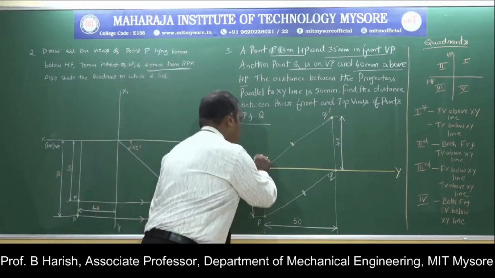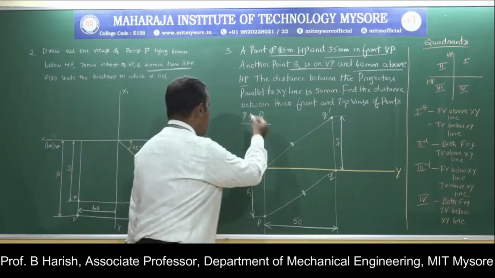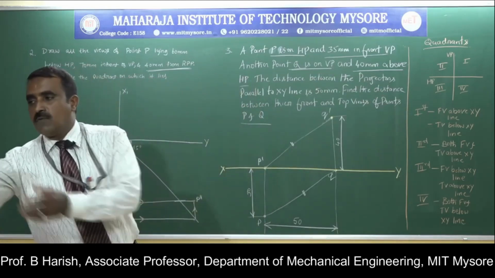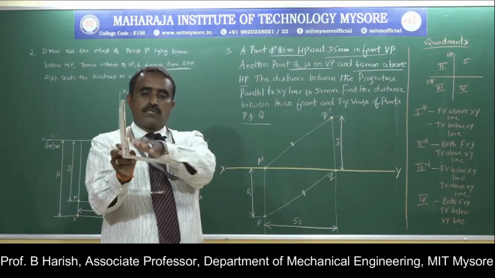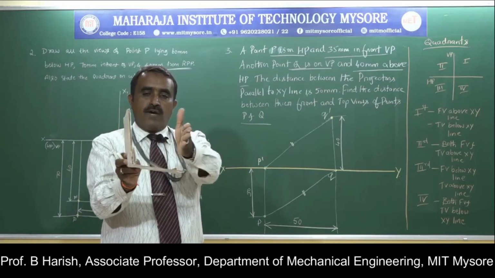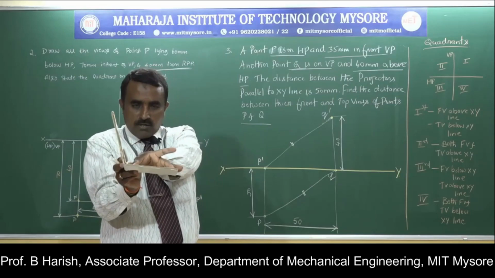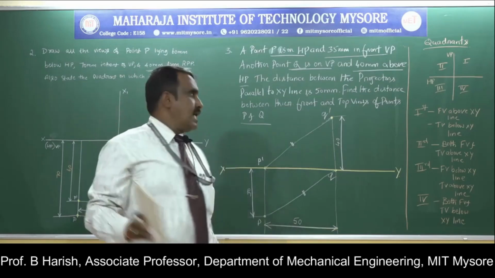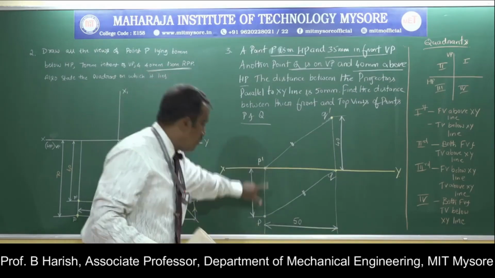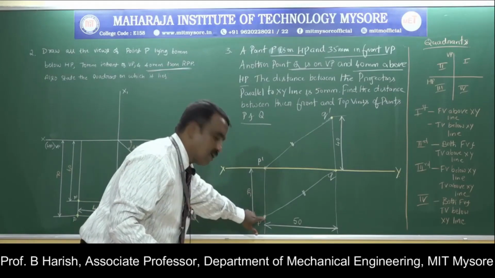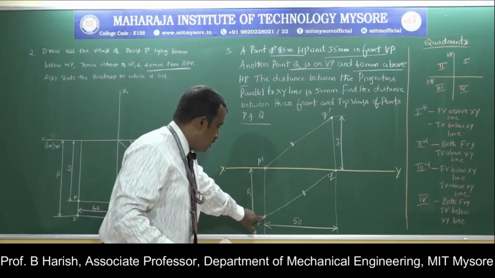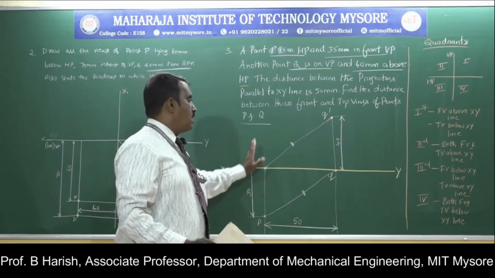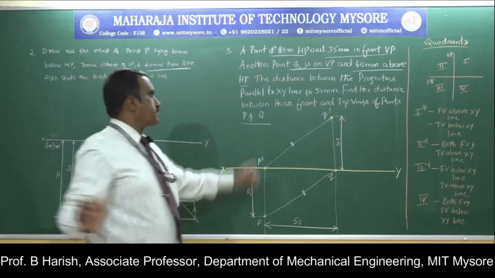So here is this point P dash on the XY line, then 35 mm in front of VP. In front of VP means always it will be like this. So this is the horizontal plane, this is the vertical plane, 35 mm in front. If you rotate it, it will always be below your XY line. So from P dash, the front view, you measure a distance of 35 mm and locate the projection of the point here. That is P, your top view, and this is the front view. This is the projection of point P.